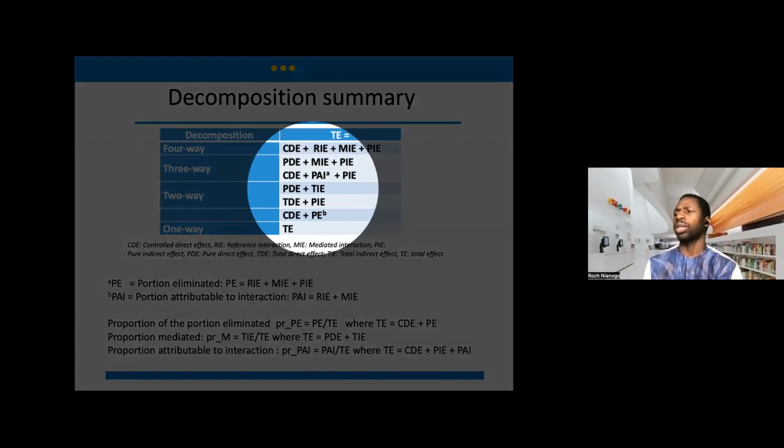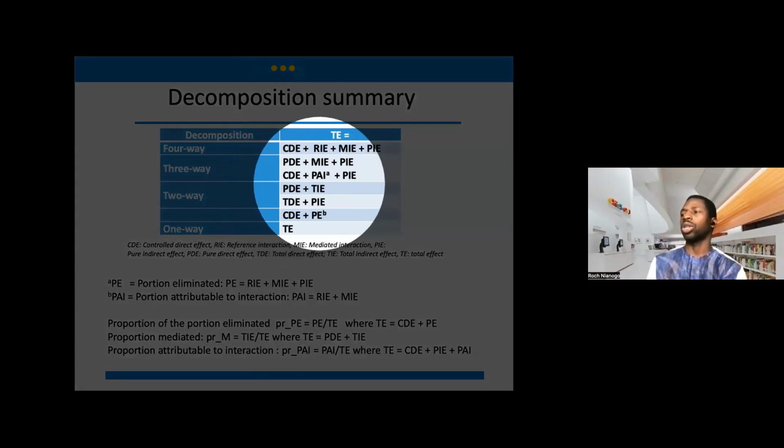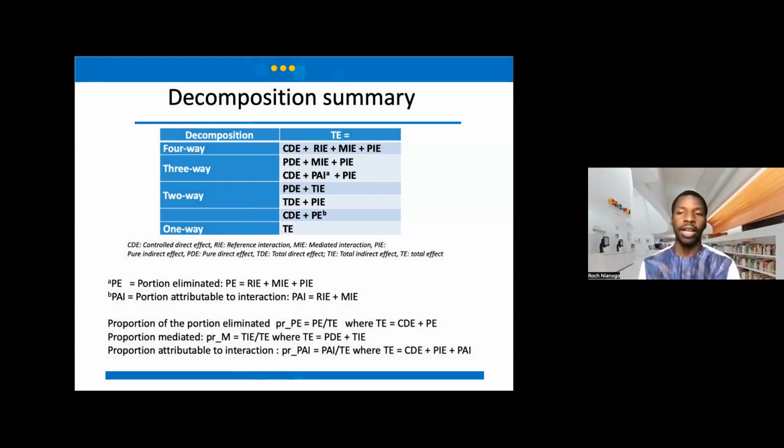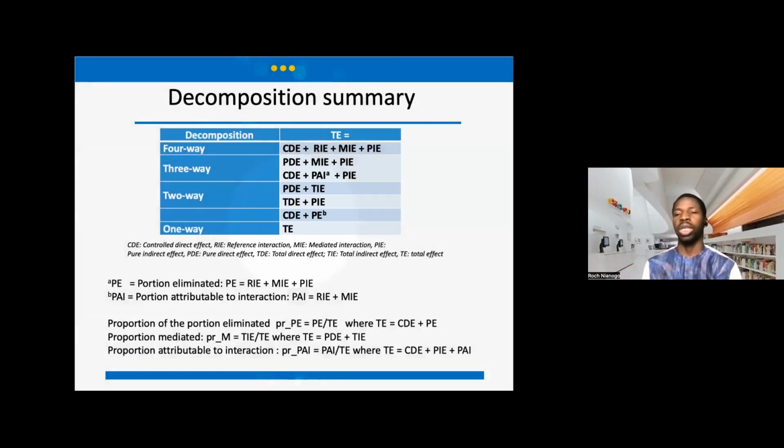And I think that is also important, especially when we talk about the 2-way decomposition. You can see here, this is equal to the pure direct effect, right, plus the total indirect effect, and those are going to be equal to the total effect, right? And we could have also done it differently by adding the controlled direct effect plus what we call the portion eliminated. The portion eliminated is just basically anything that is related to interaction or mediation. That's what you see right here. So basically, the portion eliminated is anything related to interaction and mediation. And you'll see how that is important, especially as we talk about the example that we have together here.